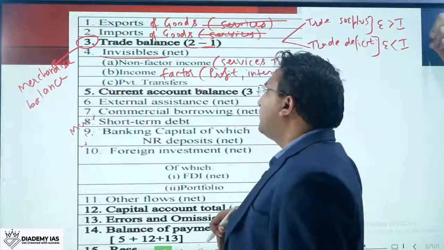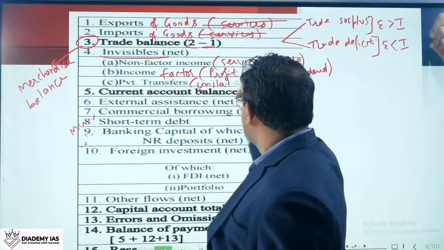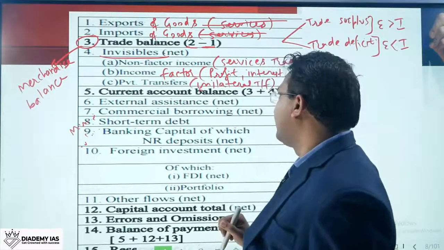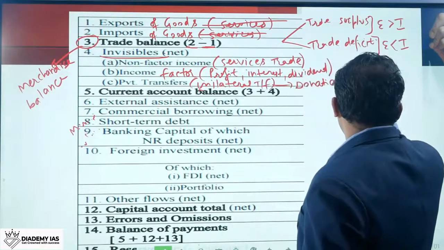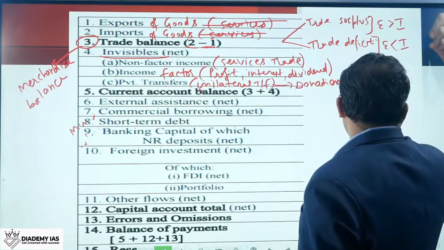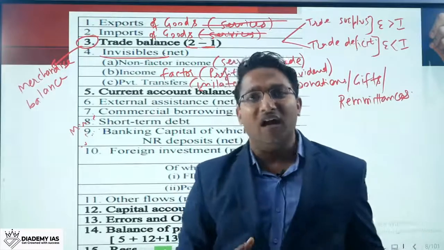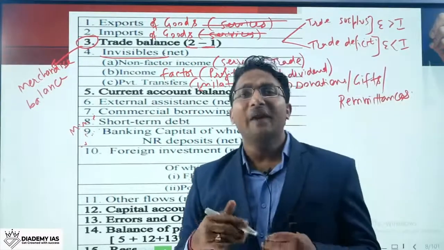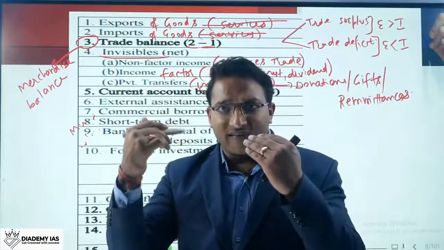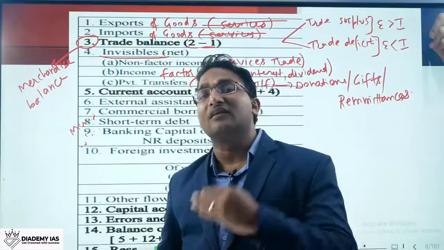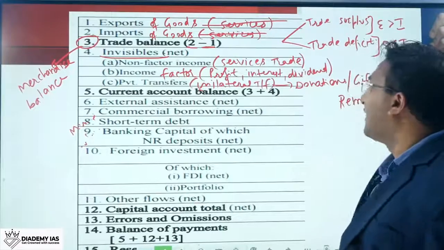The third item is private transfers, also called unilateral transfers. These private transfers are in the form of donations, gifts, and remittances, right? For example, India gives donations to small countries like Bhutan and Sri Lanka. Gift: India might give some gift to a small country. Remittances are sent by people working outside India. For example, if some person is working in Saudi Arabia, the person will be sending some income to India, to his or her hometown. That kind of income is called remittances.